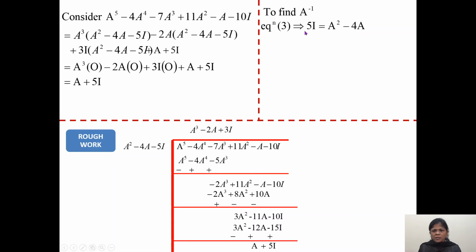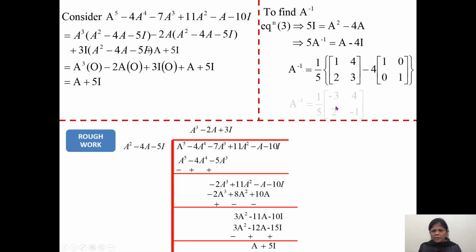I need A inverse on the left hand side. So we will multiply by A inverse on both the sides. Now A inverse into A square will be A power 1. A inverse into A will be A power 0, that is I. So we have this. So A inverse will be 1 by 5 times A minus 4I. I'll substitute the value of A as well as I over here. Simplify. So you will get A inverse as 1 by 5 times the matrix minus 3, 4, 2, minus 1. Like this we can find out the inverse of the matrix.